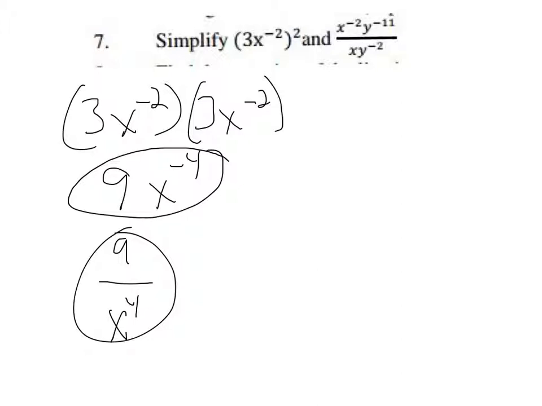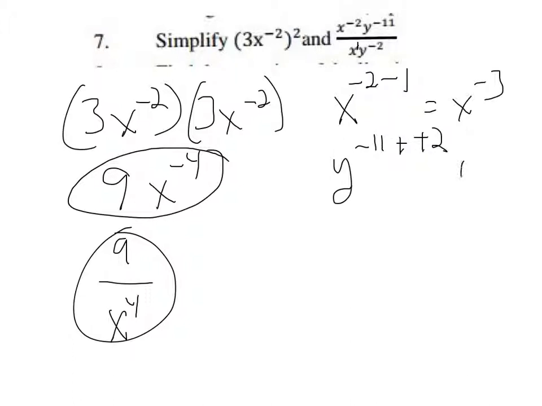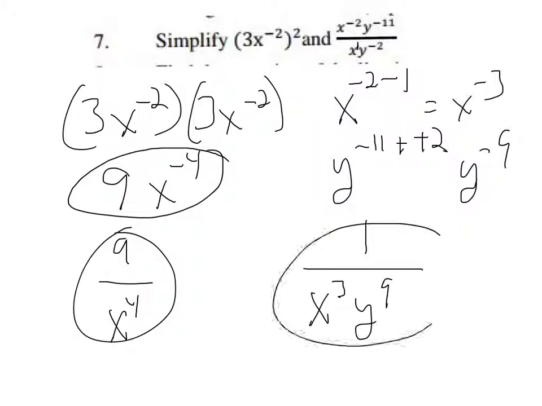And this one, there's a lot of ways to do it. I think what first off I'm going to do is I'm just going to subtract the exponents. So x to the negative 2 minus 1, because the x's, that's x to the negative 3. And y to the negative 11 minus negative 2 turns to positive. You're going to subtract them. y to the negative 9. So I wrote this as 1 over x to the third, y to the 9th. There's other ways to do this problem. That's no easier, no harder.